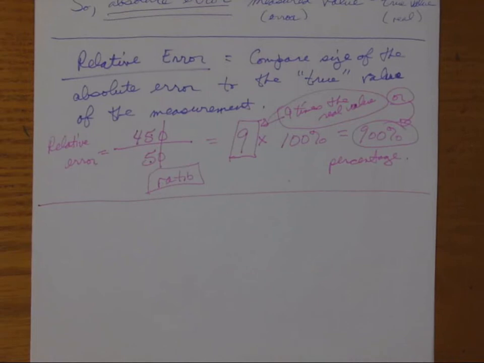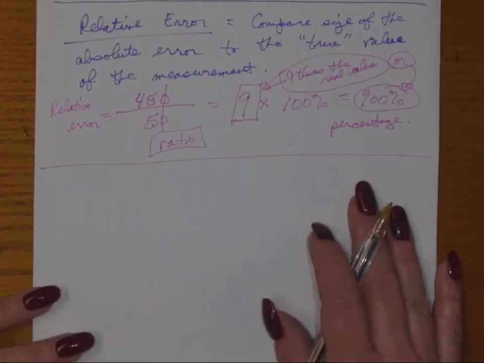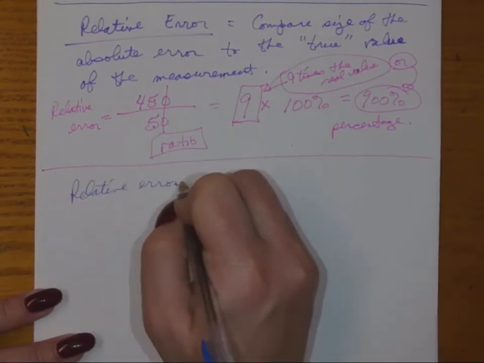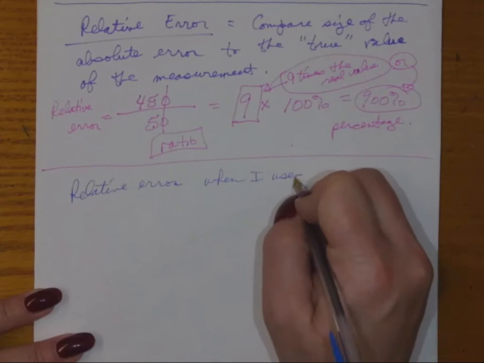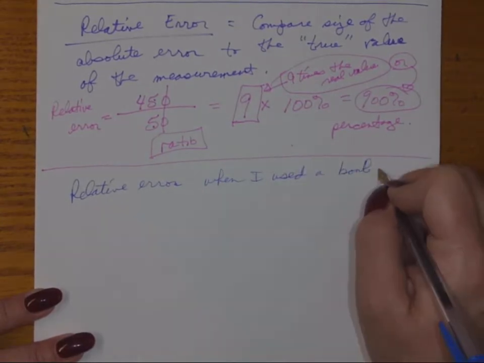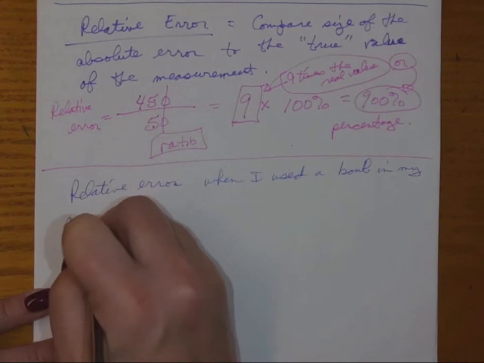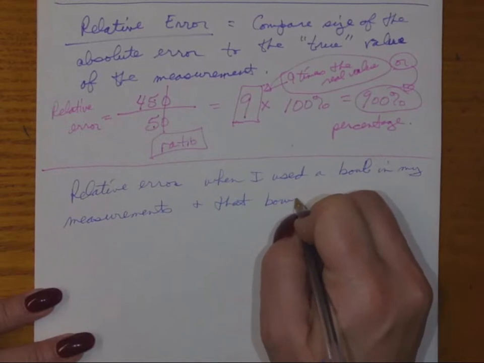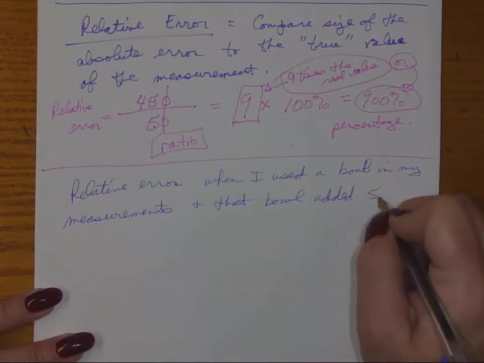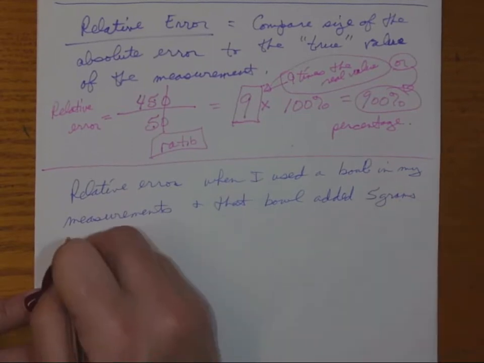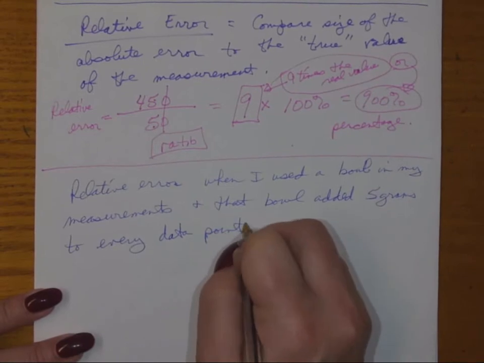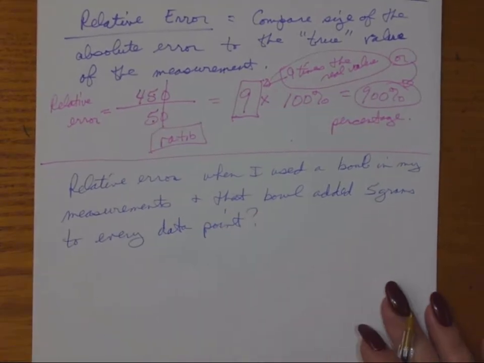That was the huge random error that I had. But what about that systematic error, you might say? Can I figure out the relative error when I used a bowl in my measurements, and that bowl added 5 grams to every measurement, to every data point that I gathered? What about that? Okay, can I figure that one out?